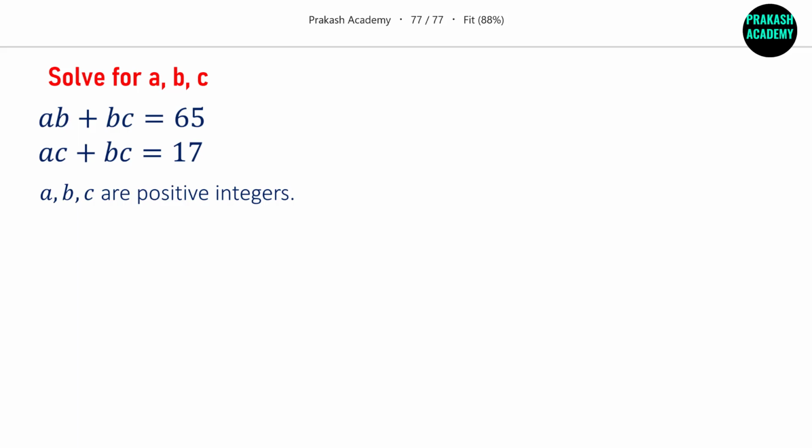So in this problem you have to solve for A, B and C. We have been given two equations. The first equation is AB plus BC equals 65 and the second equation is AC plus BC equals 17. And it is also given that A, B, C are positive integers.